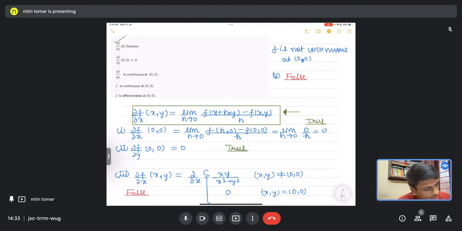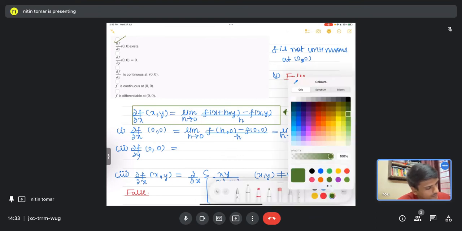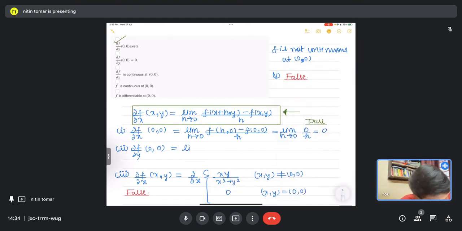Similar thing can be done for the partial derivative with respect to y. So how will it change? It will be f of 0 comma h minus f of 0 comma 0, divided by h. So you plug in the values and you will get 0. So this is also true. Now we know that del f by del x at 0 comma 0 exists.